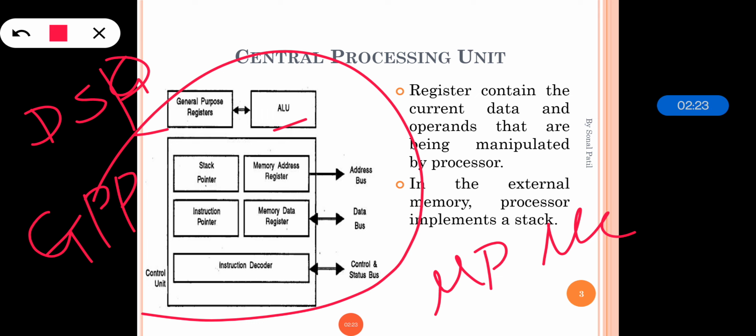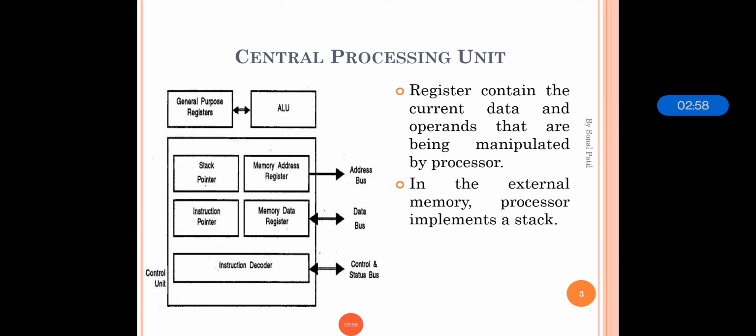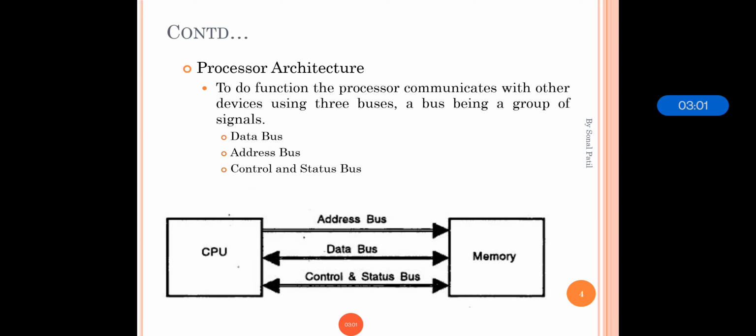Then the control unit. The control unit fetches the instructions from memory, decodes them and then executes them. The control unit mainly contains the instruction pointer, which points to the next instruction, and the stack pointer, which points to the stack in the memory. In the external memory, actually, the processor implements the stack. Then the instruction decoder, which decodes the instruction, and the memory address register and memory data register, which store the particular address and data of the particular memory. This is the internal architecture of the processor.